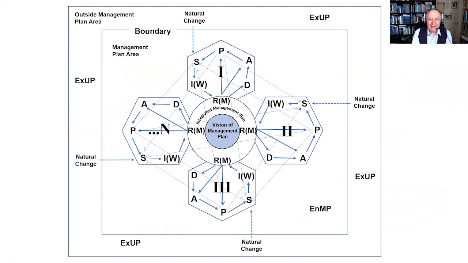So if you take any area that you're going to manage, and let's call it this boundary round here, that area has got a lot of these cycles in it. So number one might be, for example, wild fisheries. Number two might be aquaculture. Number three might be recreation. Number four might be navigation, and so on. So they've all got their own drivers, activities, pressures, state change, impacts on welfare, and responses using measures.